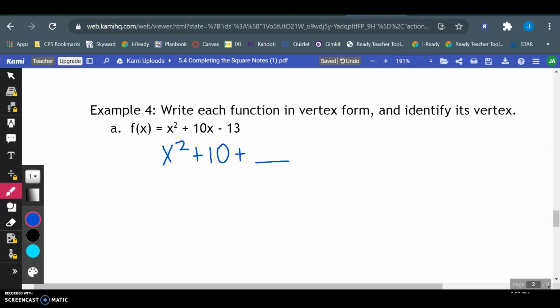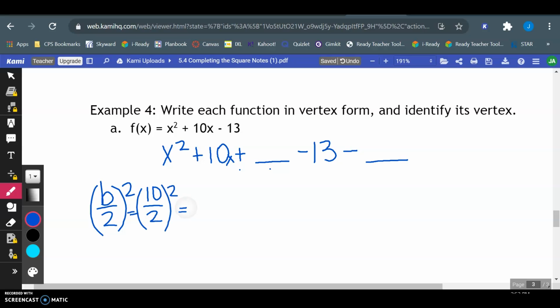And then I'm going to move that minus 13 behind that. So I'm going to add my b over 2 squared here, and I'm going to subtract it here. Because if I add it in one spot and subtract it in another, it kind of cancels itself out. So next is to find the b over 2 squared. B is 10. I forgot to write the x there. 10 over 2 squared, and 10 over 2 is 5, so 5 squared is 25. So we're going to write 25 here.